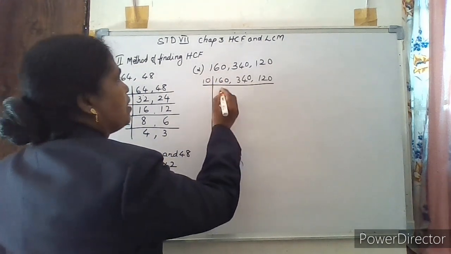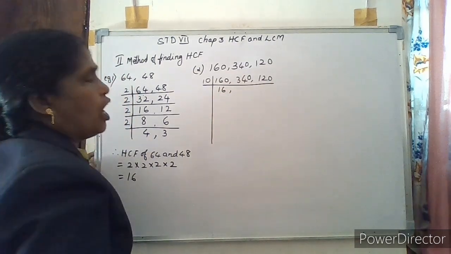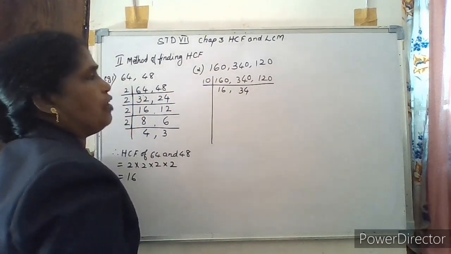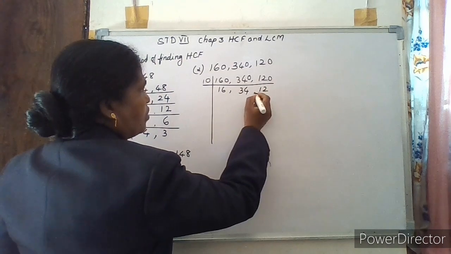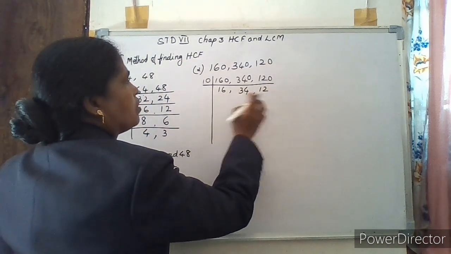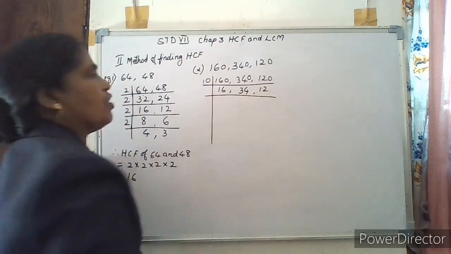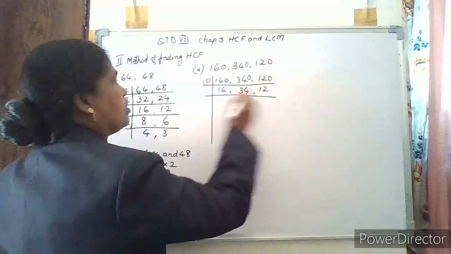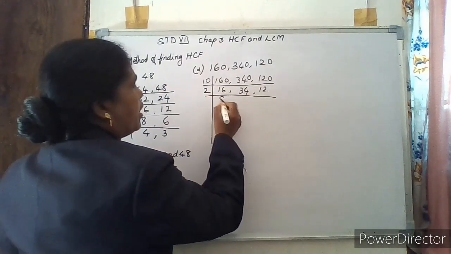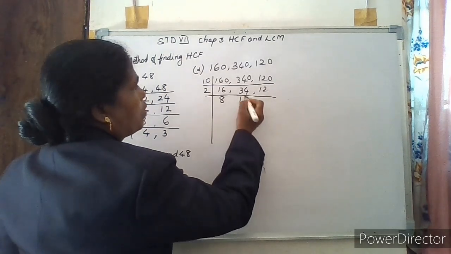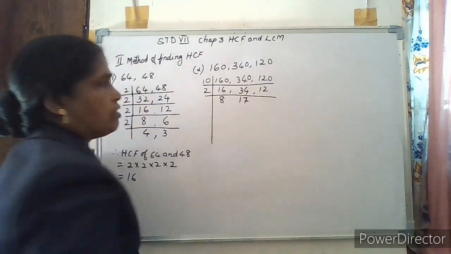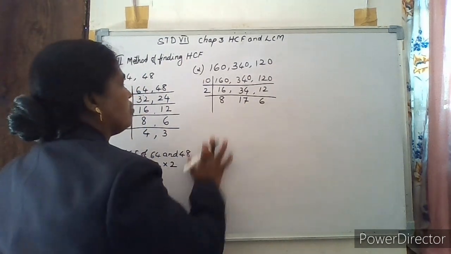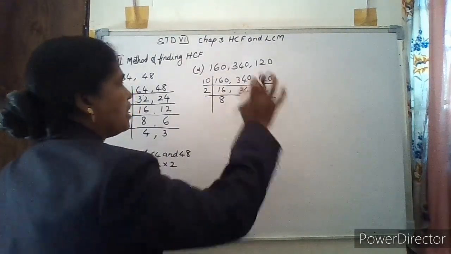If we divide 160 by 10, it is 16. If we divide 340 by 10, it is 34. If we divide 120 by 10, it is 12. So we got 16, 34 and 12. Now, all these three numbers are even numbers, so we can divide all three together by 2. 2 8s are 16, 2 17s are 34, 2 6s are 12. Now you see these numbers: 8, 17 and 6.